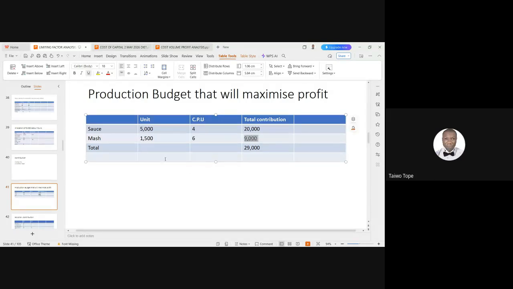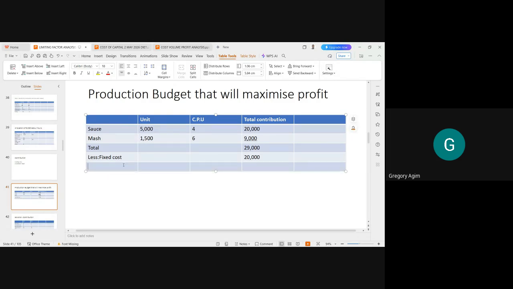So for you to get your profit, what will you do? We have to less fixed cost. The fixed cost is what? 20,000, it is in the question. So total contribution less fixed cost gives us profit. We give you a profit of 9,000. This is what the question wants you to do.